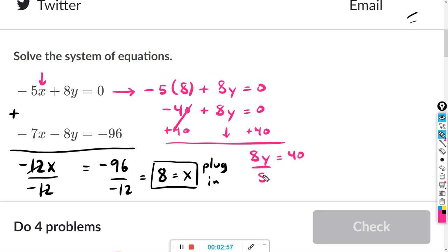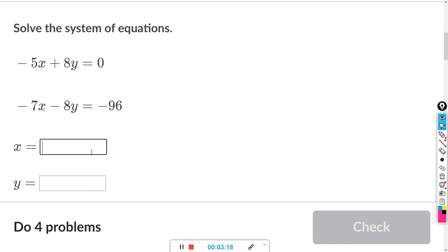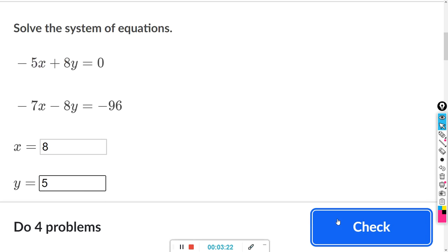And then dividing both sides by 8. The 8's cancel. 40 divided by 8 is just 5. So x equals 8, y equals 5. You enter that in the boxes. Okay, we said x equals 8 and y equals 5.